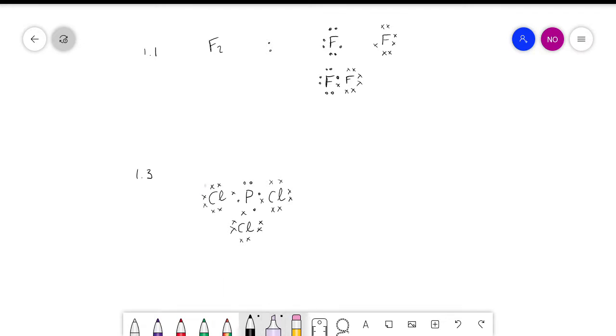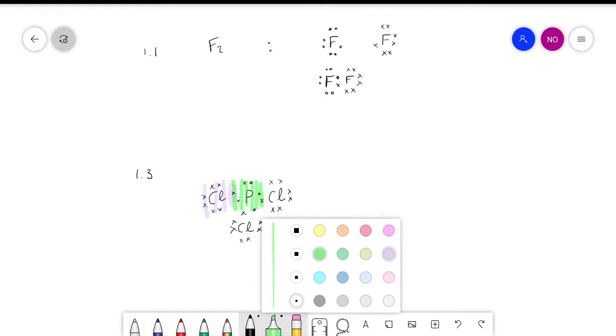But if we look at each of our atoms individually, you should see that their orbitals are completely filled.